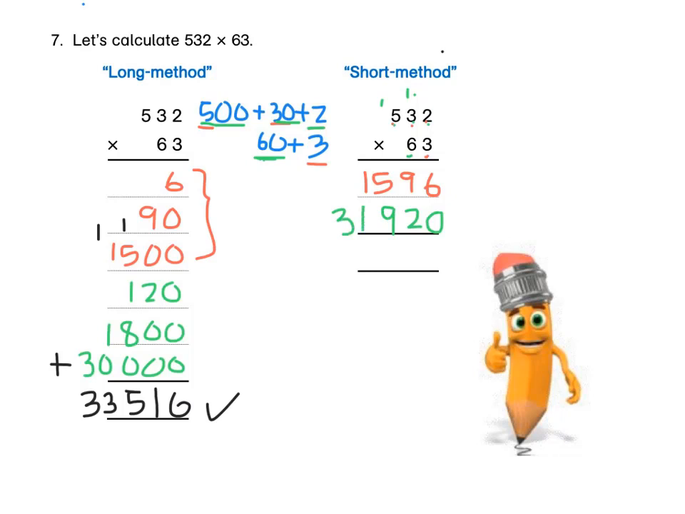So now all we need to do is add up. So we get 6, add 11, and we get 15, 3, and 3. And we get the same answer as the long method. These 3 steps here was that one step there.